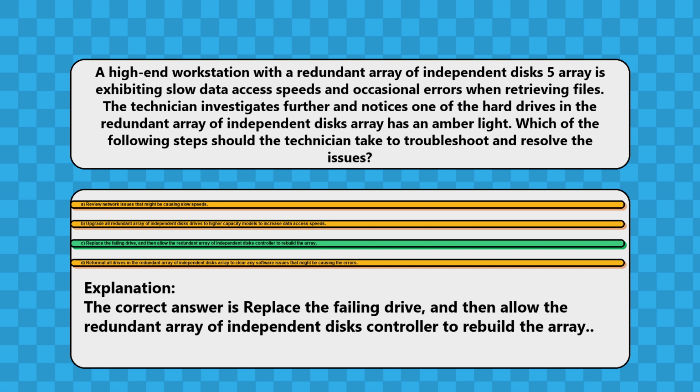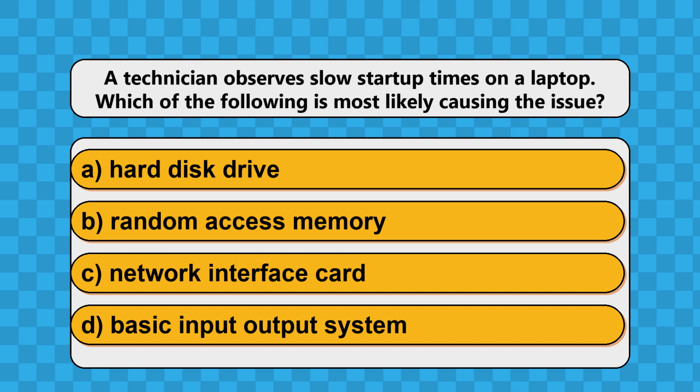Question 45. A technician observes slow startup times on a laptop. Which of the following is most likely causing the issue? Option A, hard disk drive. Option B, random access memory. Option C, network interface card. Option D, basic input-output system. The correct answer is option A, hard disk drive.